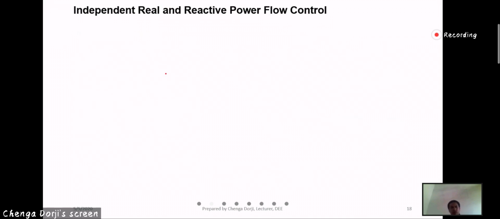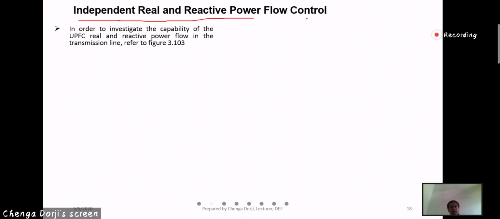Then the next topic is independent real and reactive power flow control. UPFC can control the reactive and real power independently without depending on one another, whereas in STATCOM and SSSC it was not possible, right? They have to depend on one another. One parameter has to be there in order to control reactive and active power. Now, in order to investigate the capability of UPFC real and reactive power flow in the transmission line, let us read this.